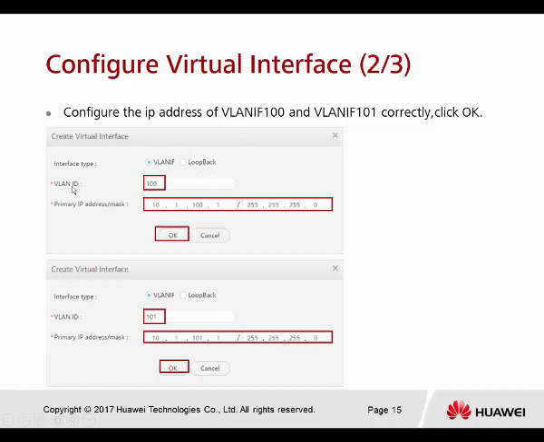Okay, then go to the VLAN ID here. I'll touch on the VLAN 100. So I put VLAN 100. And then don't forget to put the IP address, because this one is the layer 3 interface.